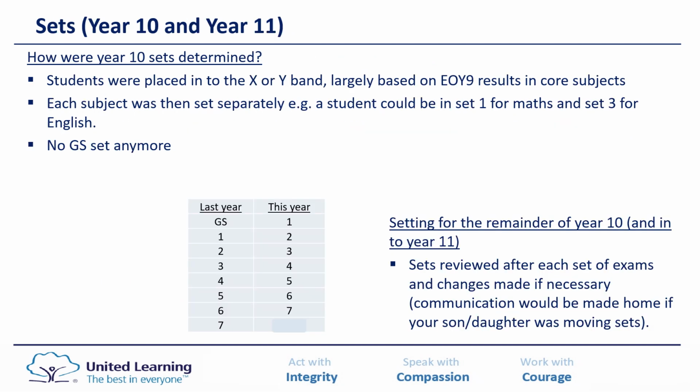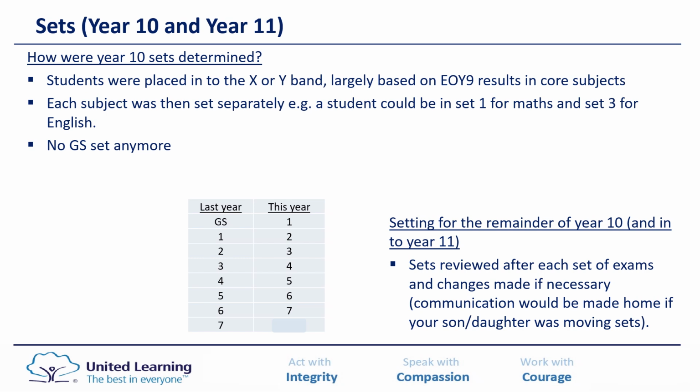So just a little bit on setting in year 10 and 11. At the beginning of year 10, students were placed in the X or Y band, which is to help the timetable happen across such a large school, and those were based on end of year 9 results in core subjects. Within that band, which X runs 1 to 4 and Y runs 5 to 7, students could be in different sets. So you could be in a set 1 for maths and a set 3 for English.